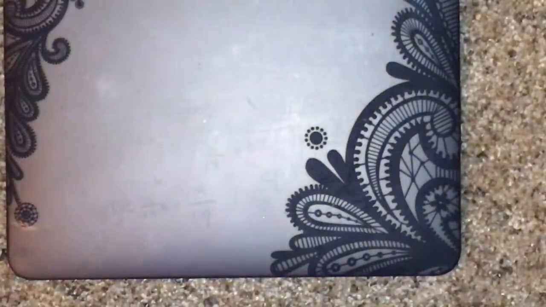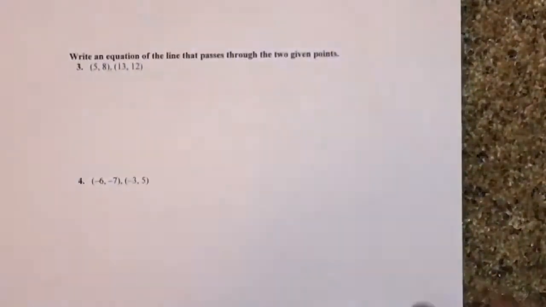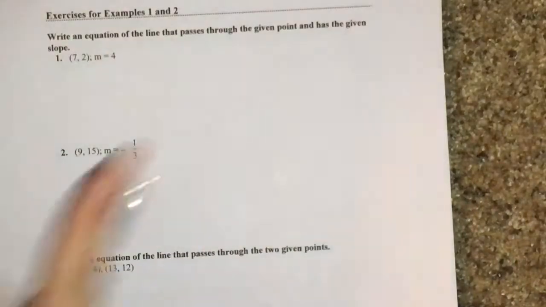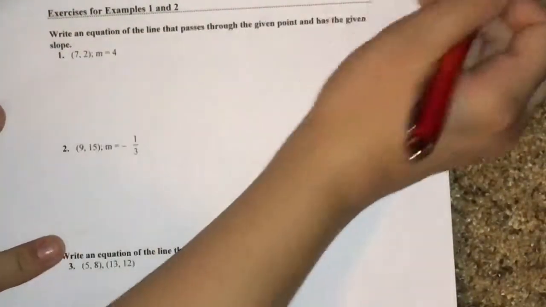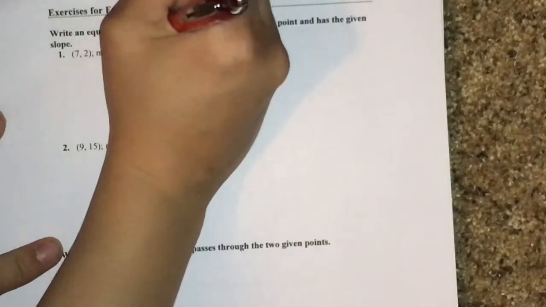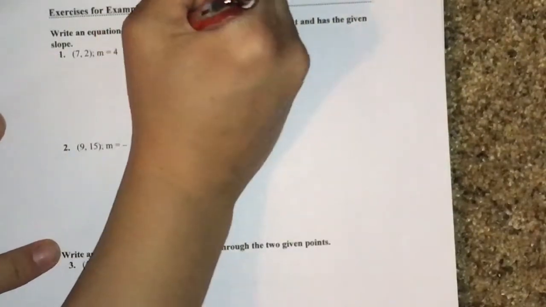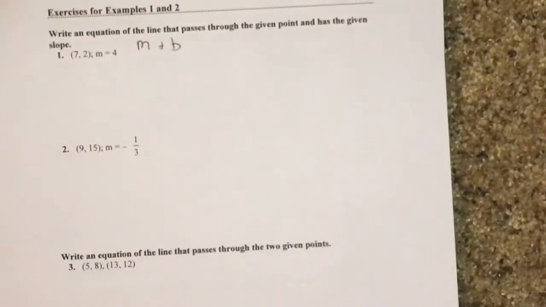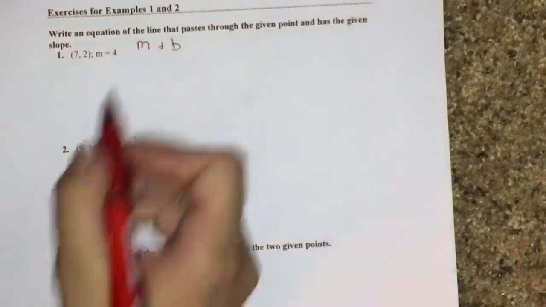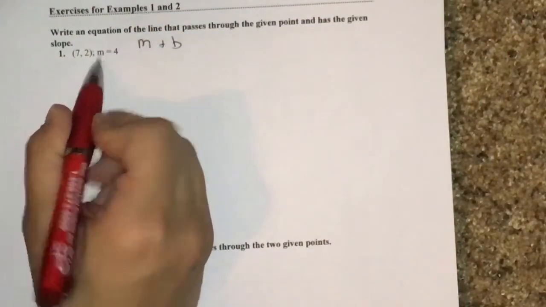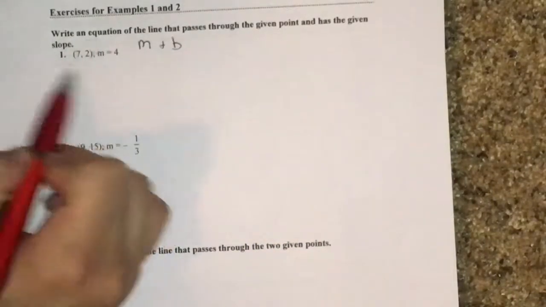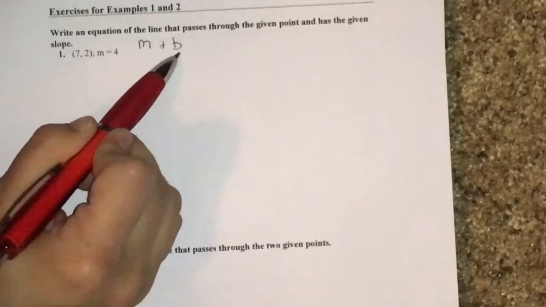Let's do one more example of each, looking at example 1. Write an equation of the line that passes through the given point and has a slope. What are the two things that we need to write an equation of a line? The slope and the y-intercept. We're given the slope, but we are not given the y-intercept. However, we are given a point, so we can use what we have to find the b.